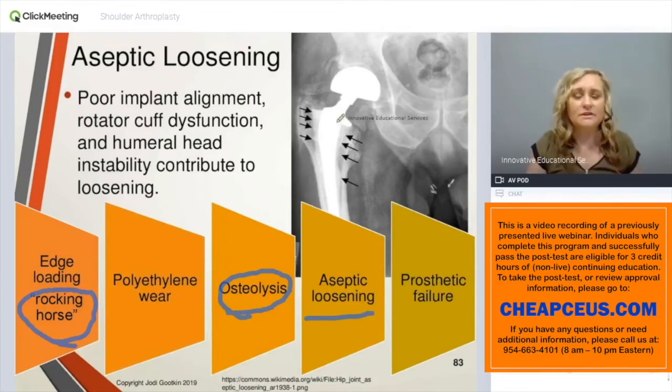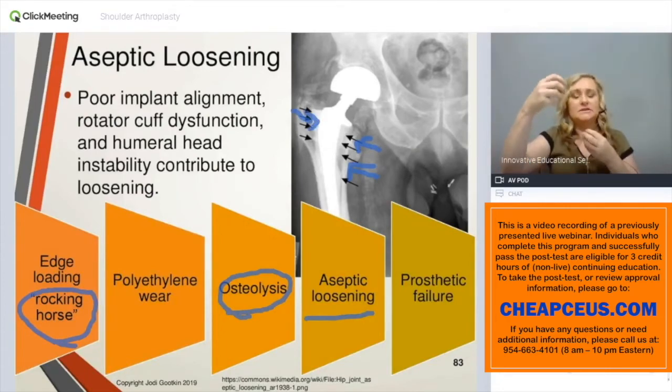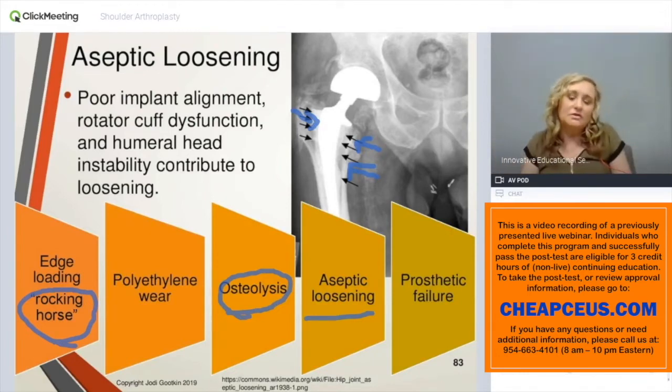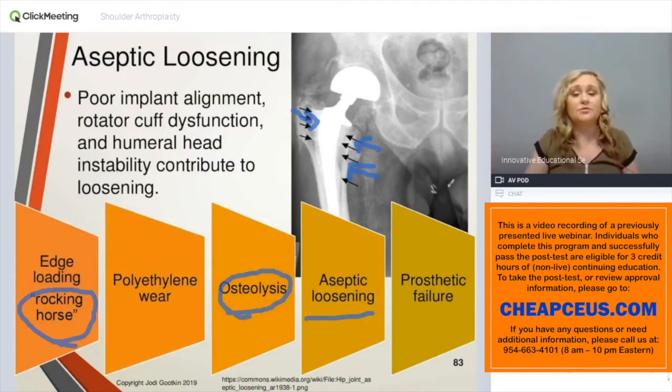I couldn't find a shoulder with this, but this is a hip, and if we look in this area where the arrows are, we're seeing that aseptic loosening where the lysis and deterioration of the bone around the prosthetic makes it unstable. And that ultimately leads to failure of this prosthetic that needs a revision.